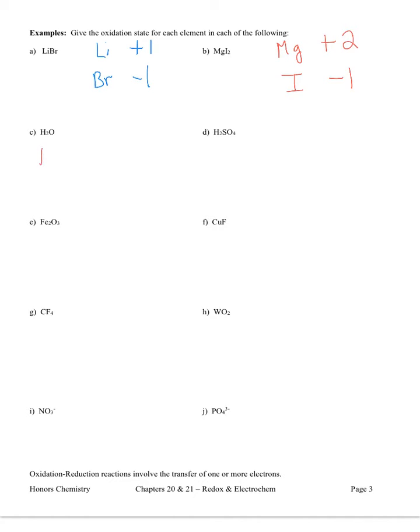Let's look at CH2O. We have hydrogen and oxygen. Rule number 6 says that hydrogen in compounds is a +1. Rule number 7 says oxygen in compounds is -2. Together, 2 hydrogens at +1 each, plus an oxygen at -2, yields 0, which makes sense because this is a neutral compound.